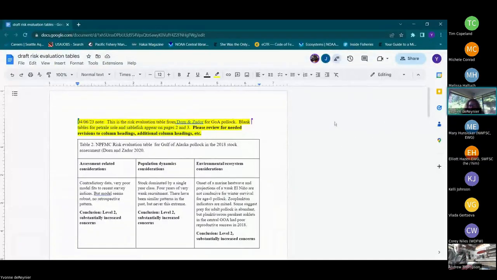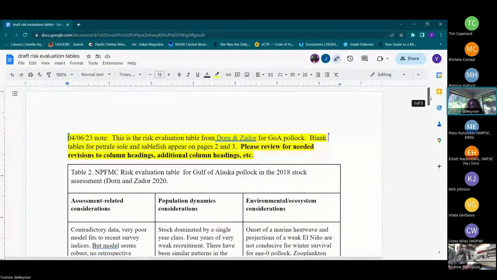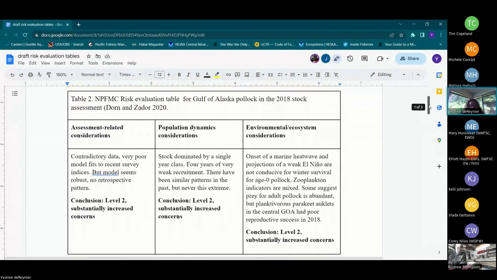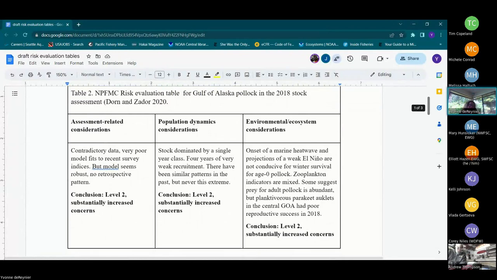Okay, so let me enlarge this for everyone so we can see it. This first page is what the initial Gulf of Alaska pollock risk evaluation table looked like. You can see they took those three columns from the risk assessment table: assessment-related considerations, population dynamics, and environmental/ecosystem considerations. Then they looked specifically at the Gulf of Alaska pollock stock, and they set the level for that stock.